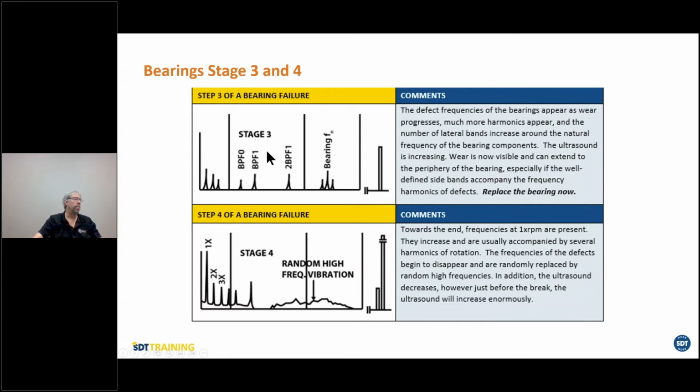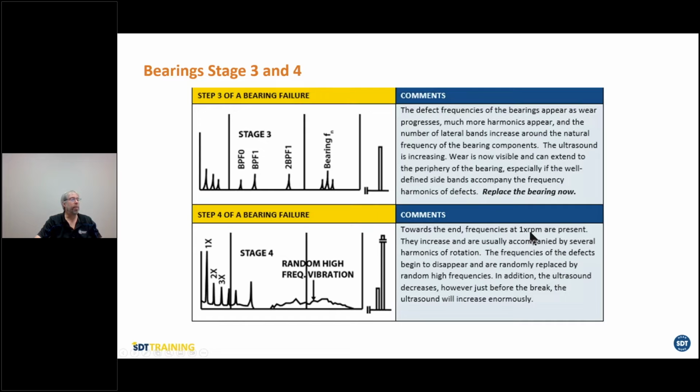Stage 3. My outer race, my inner race, and my cage frequencies are starting to appear along with multiples. My ultrasound is going up. At this point, the defects of all bearing components appear as wear progresses. Many more harmonics appear, and the number of lateral bands or sidebands increases around the natural frequency of the bearing components. The ultrasound is increasing, wear is now visible, and can extend to the periphery of the bearing, especially if well-defined sidebands accompany the frequency. Once you see this type of thing, change the bearing, please.